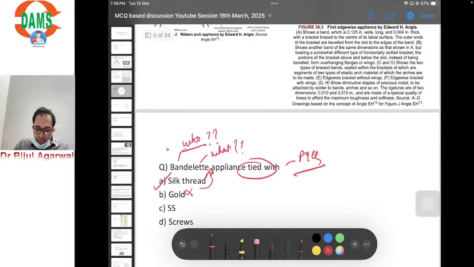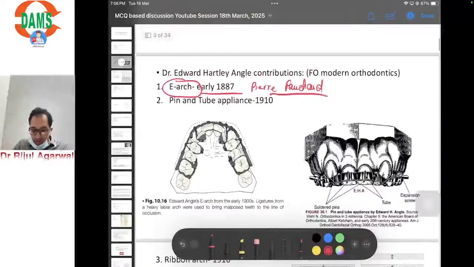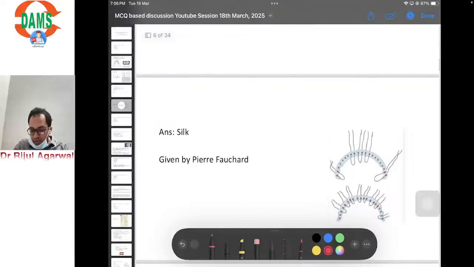So that's why I put up two more questions on top of it. Who gave the bandelet and what is the bandelet appliance? As I told you in the previous slide, the bandelet appliance was given by Pierre Fauchard. It consisted of a rigid stainless steel bar through which the malaligned teeth were tied using silk threads. The philosophy at that time was that through the tying of this rigid arch wire, the teeth simultaneously aligned themselves.